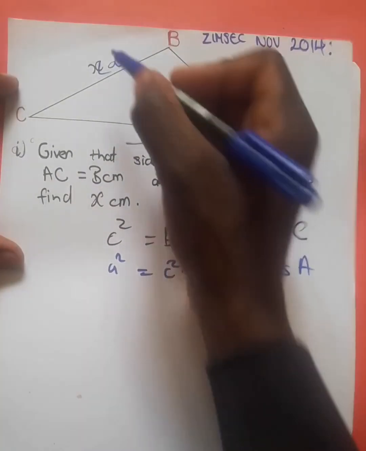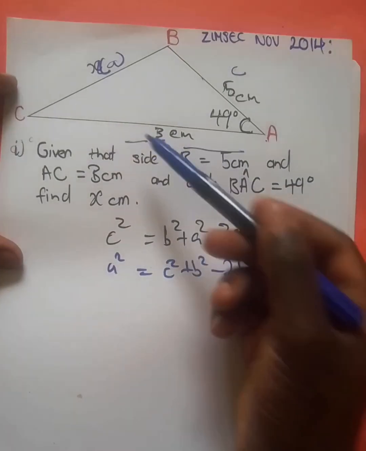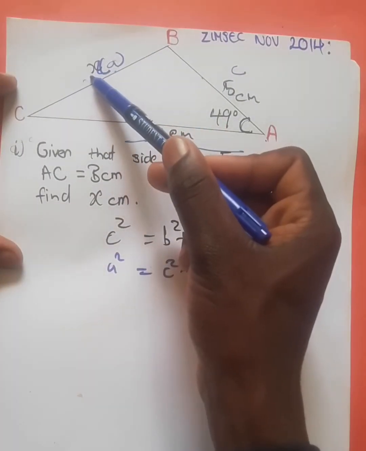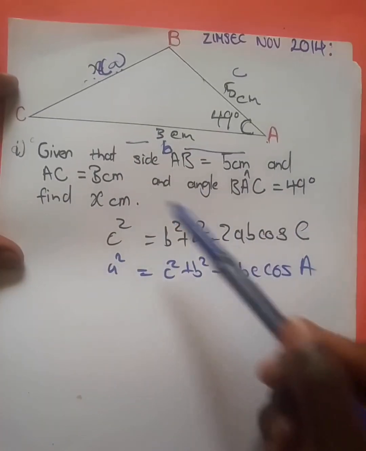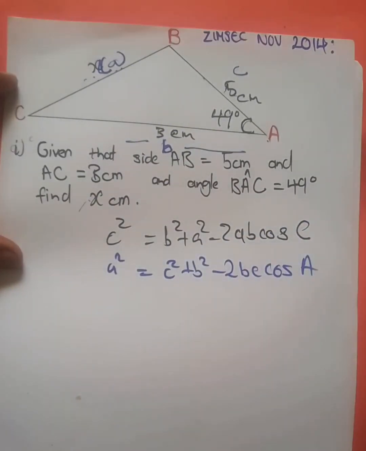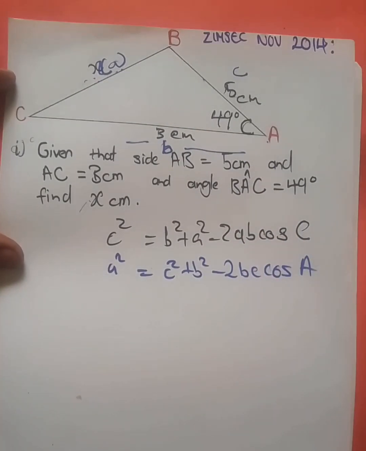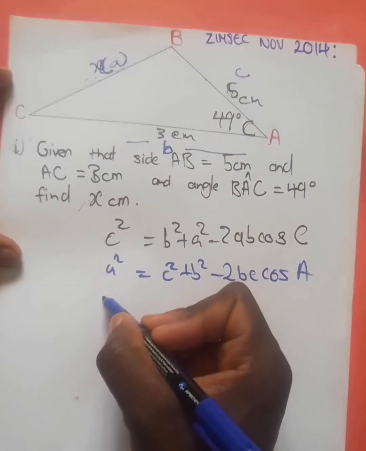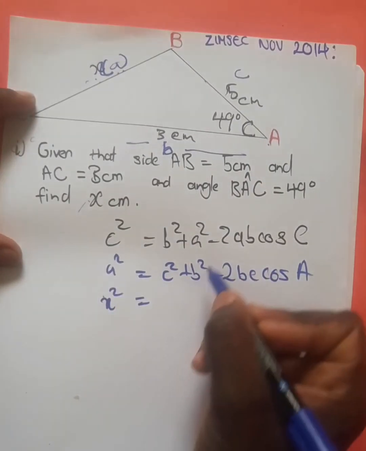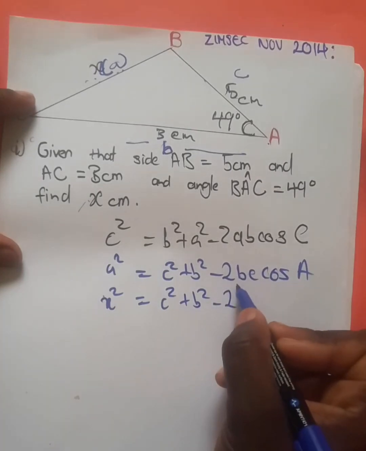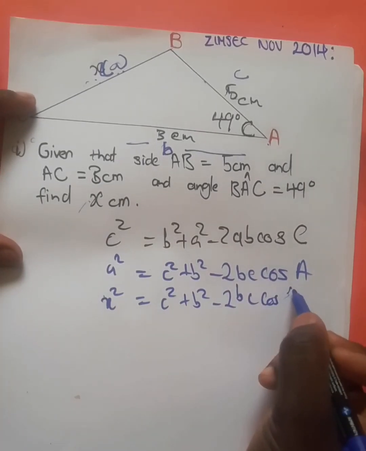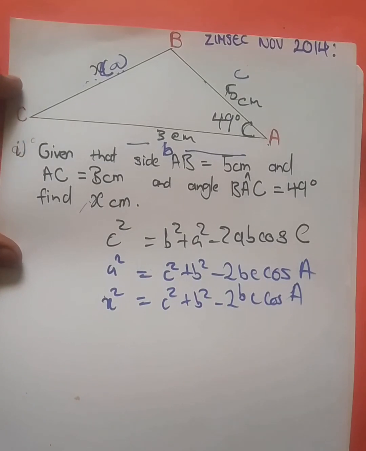So I want you to notice something. Side A is being represented by x, right? This x. So side A is being represented by x. So this question is saying that we should find x. So therefore, in this instance, side A is side x. Since side A is side x, we're now saying that x squared is equal to c squared plus b squared minus 2bc cos A, right?